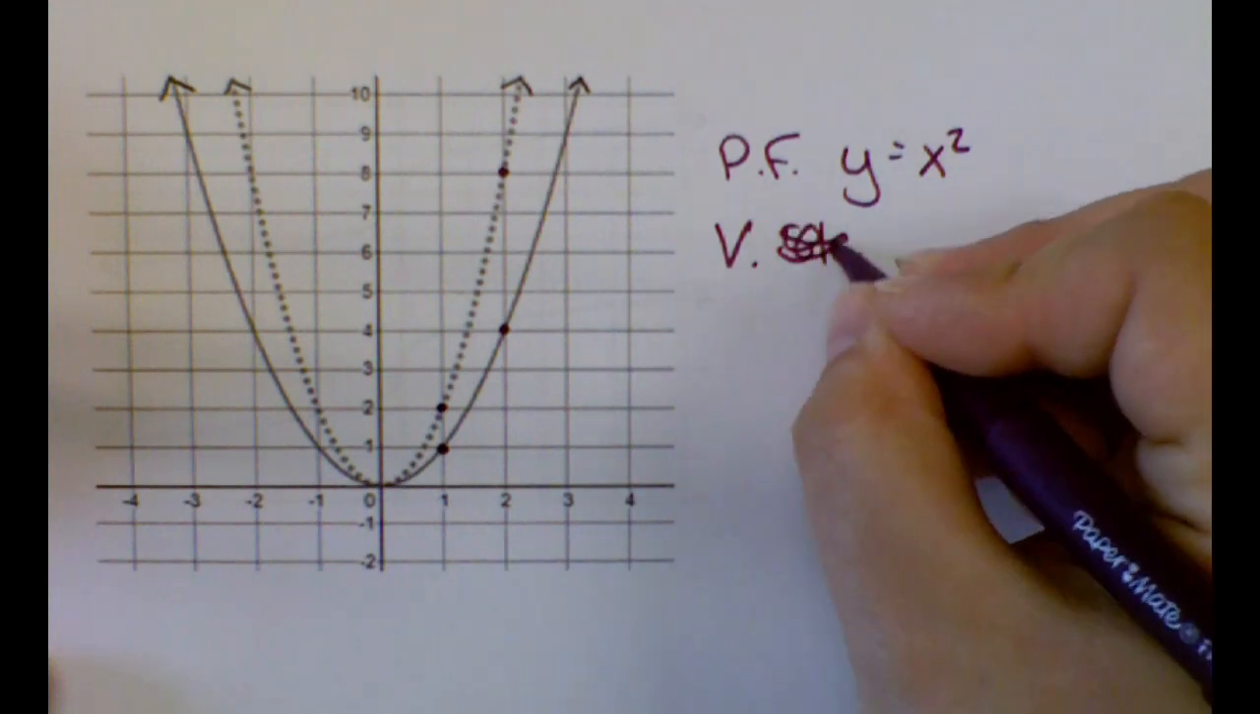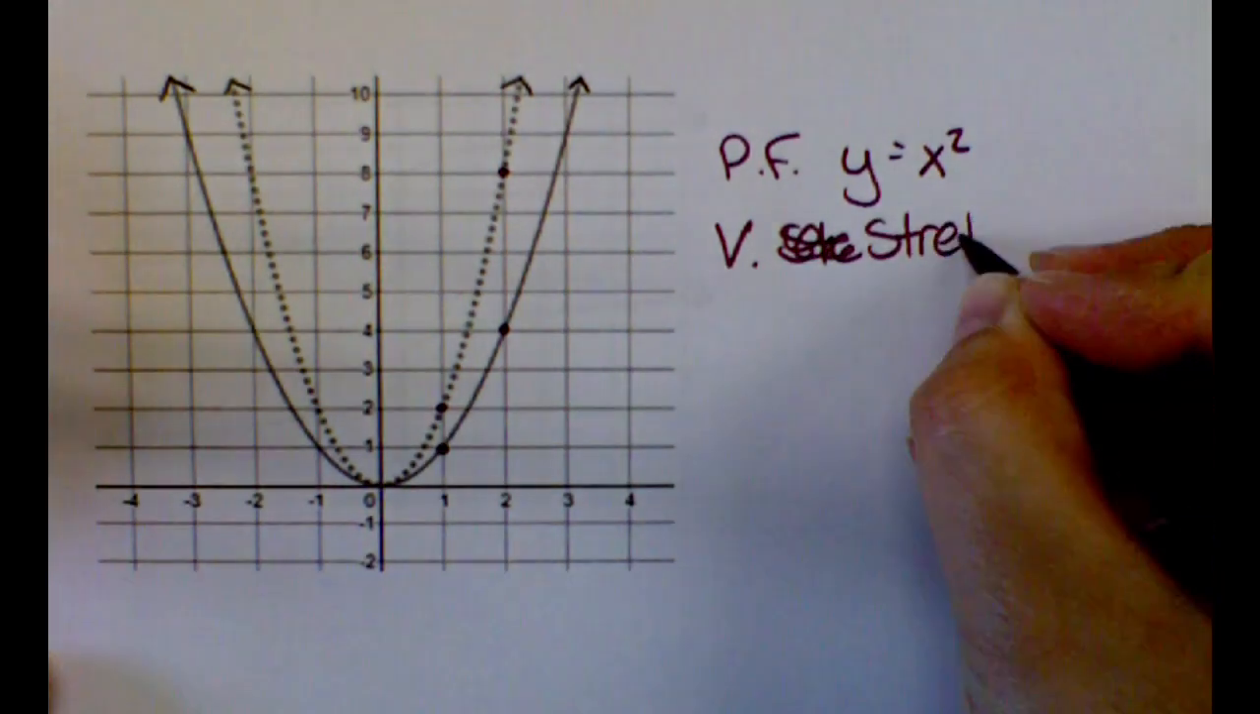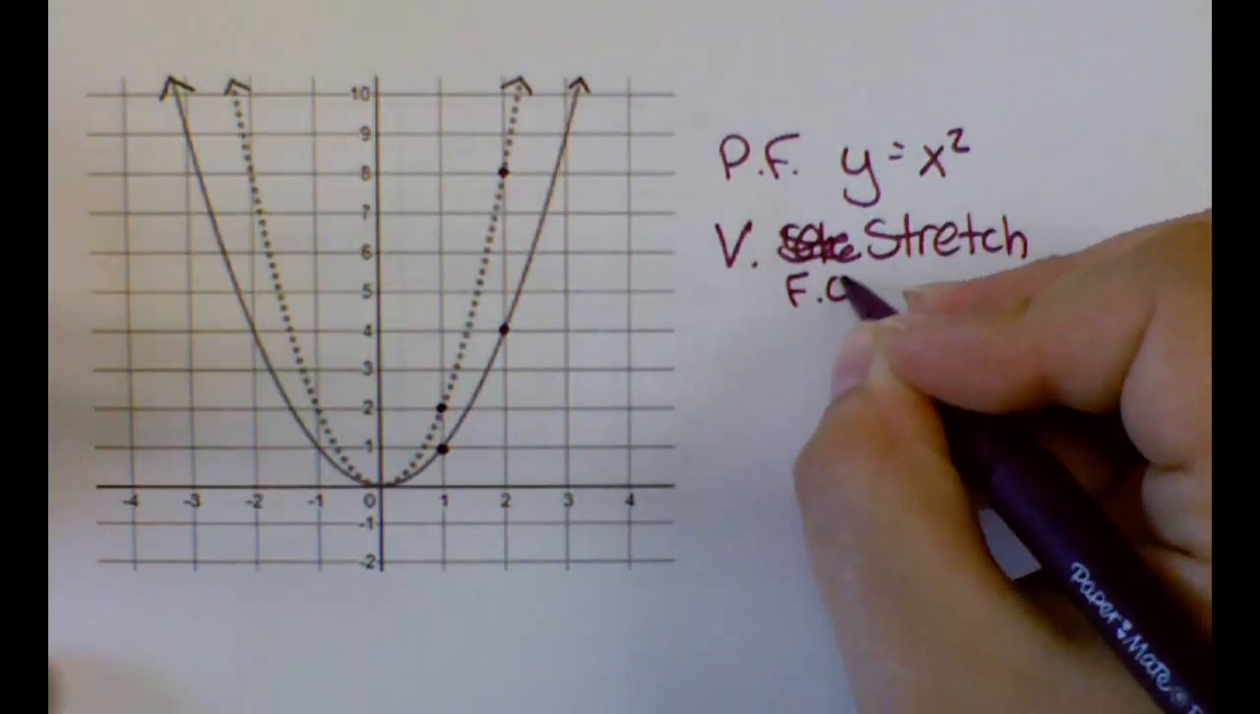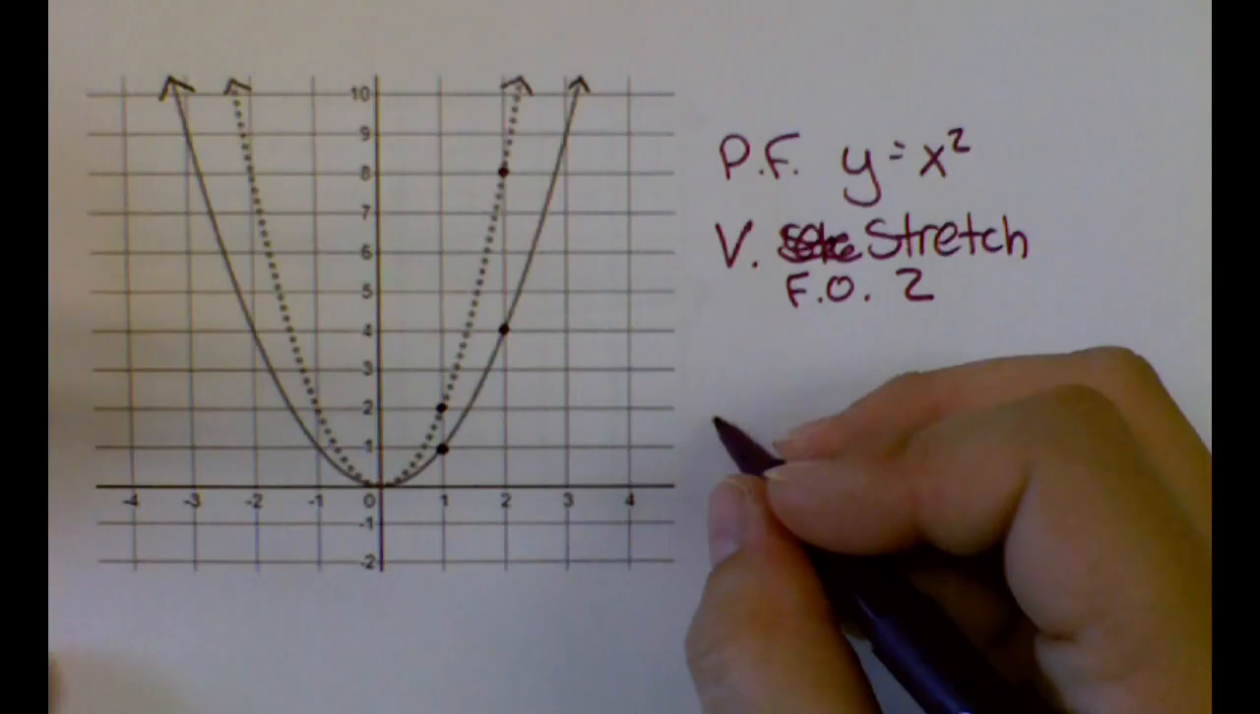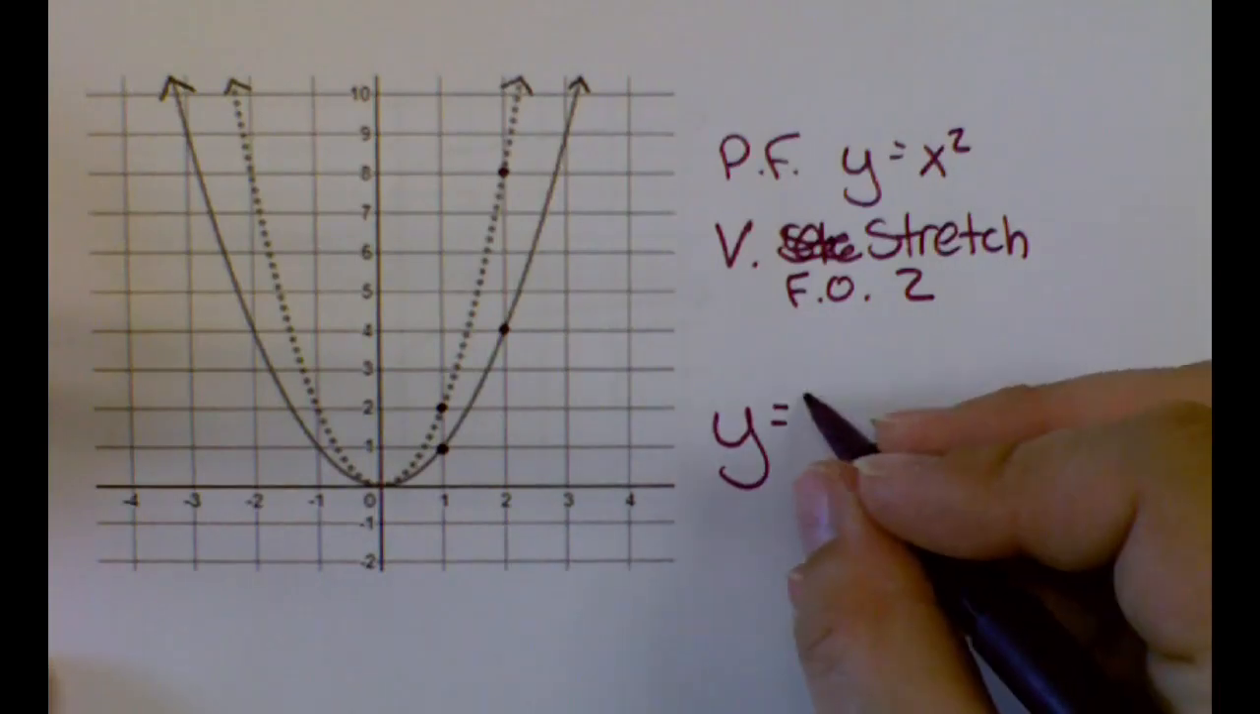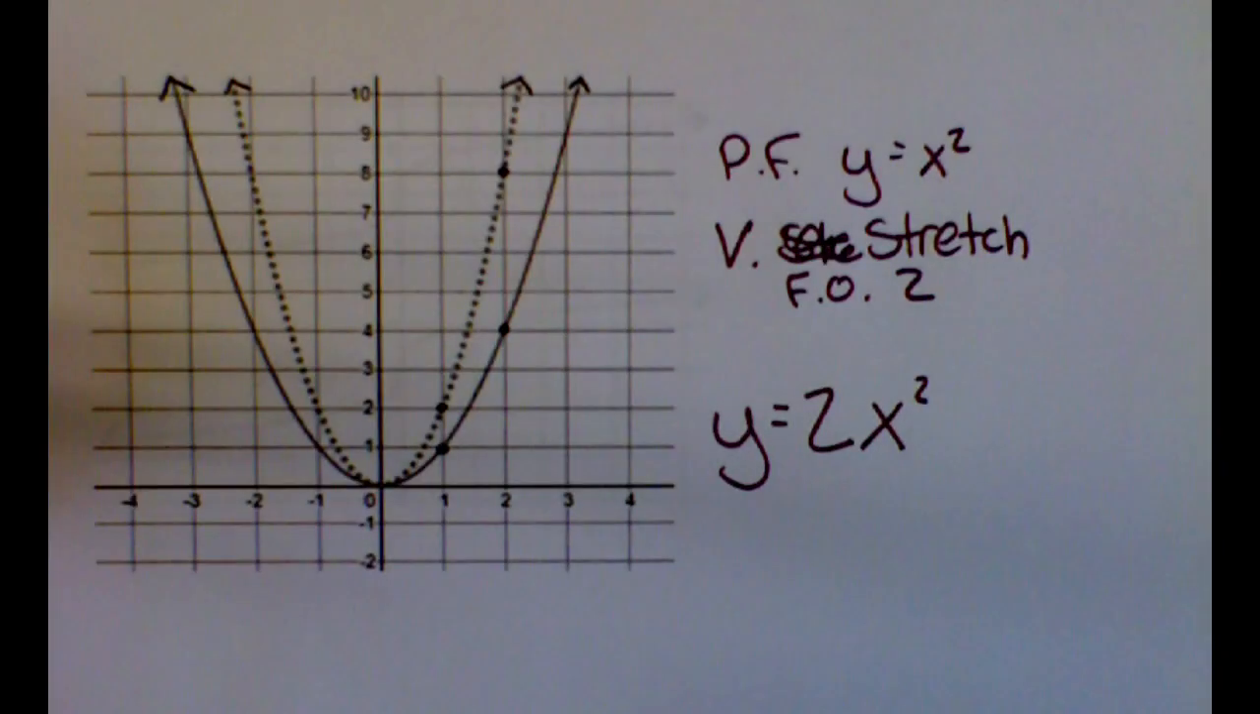By a factor of 2. So my function would be y equals 2x squared.